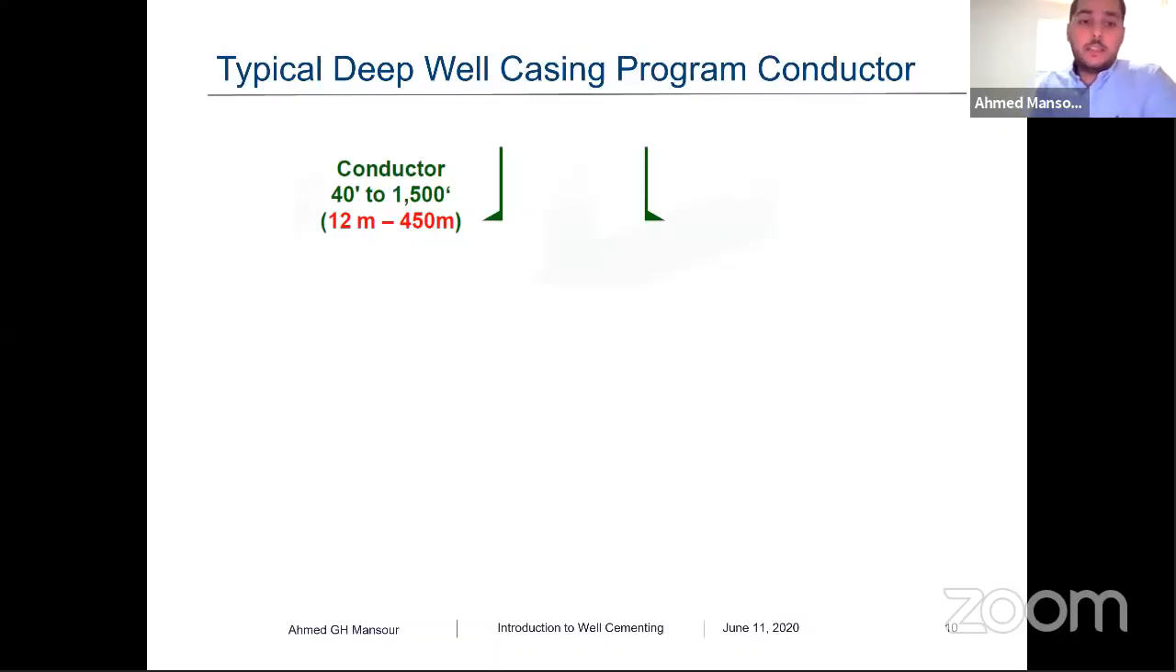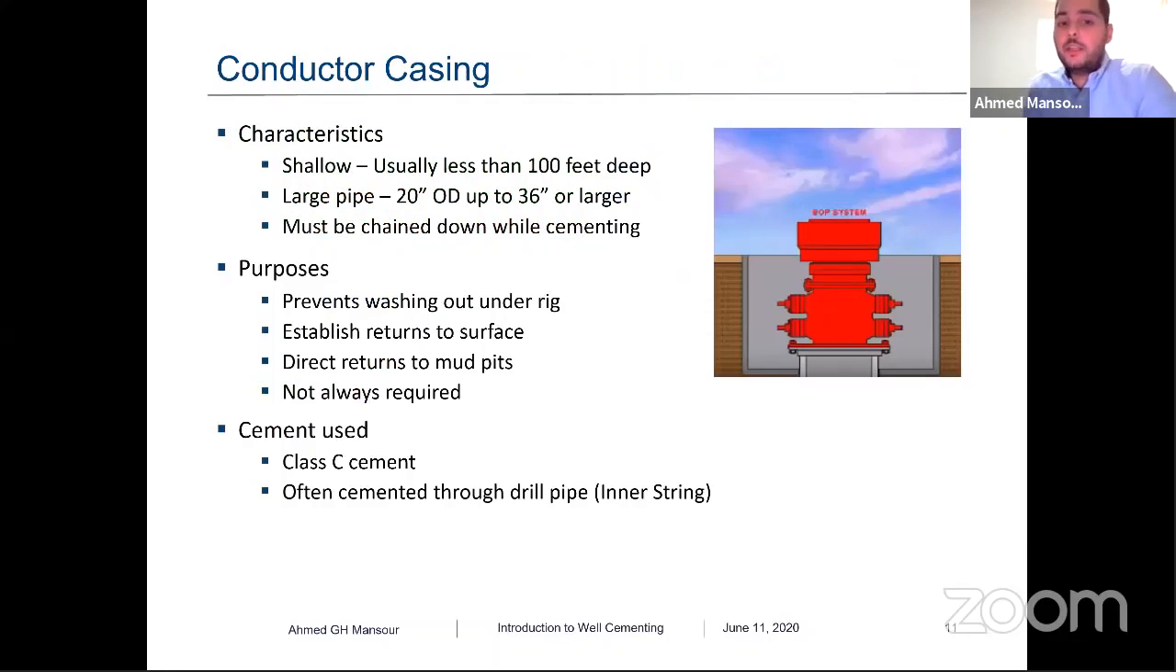So conductor casing, usually it's from 40 feet to 1500 feet. The average depth for the conductor casing is around 200 feet. The size from 20 to 36. The main purpose of doing conductor cement is to prevent any washout under the rig. Sometimes when we start drilling without conductor, the rig could collapse or there is washout under the rig, and this is the problem. So that's why we do conductor and do cement for the conductor.